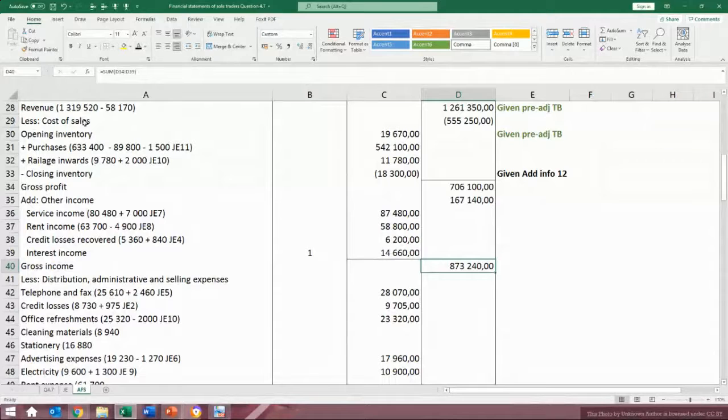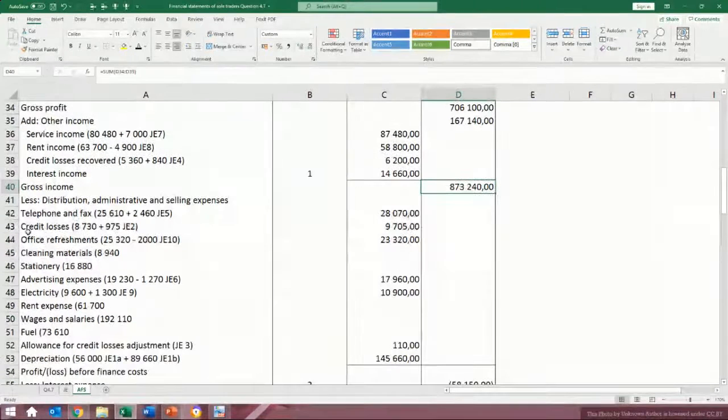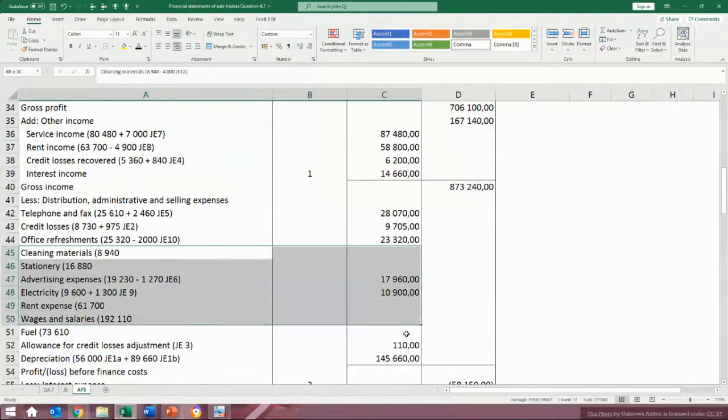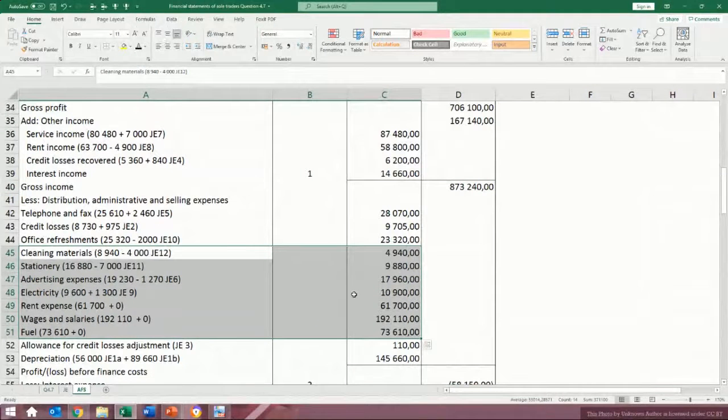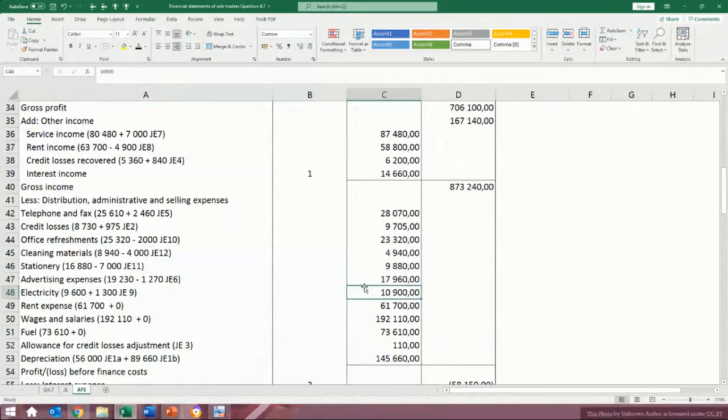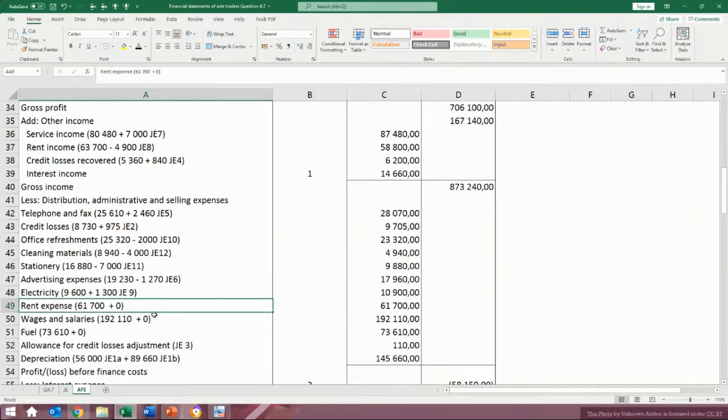Then I add all of the other income together, so I sum it together and then we get our gross income. So that is our gross profit plus additional income gives us the gross income. Then we go to all the expenses. Now we've finished the telephone and fax, credit losses, so we've adjusted all of the expenses so far. So for the other expenses where no adjustments are made, you can then literally just transfer those amounts into your columns. Now in this scenario, I've just added a 0 if there was an adjustment to show you that there wasn't any changes to that.